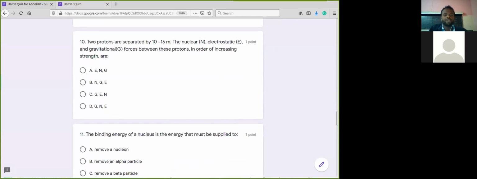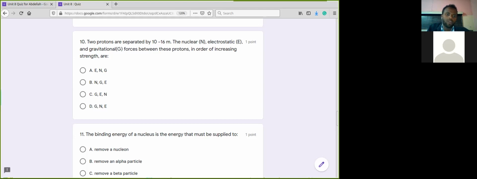Now, let's see question number 10. Two protons are separated by 10 to the power of minus 16 meter. The nuclear force is N, the electrostatic force is E, and the gravitational force is G between the protons. In the order of increasing strength, therefore you have to order from least to greatest strength of the force.